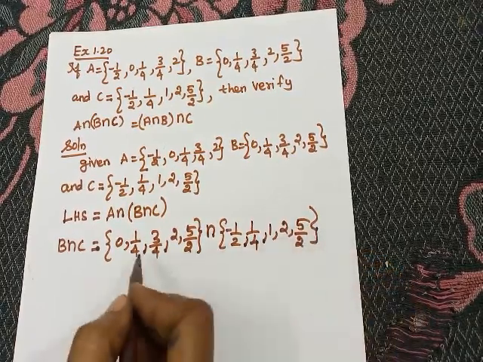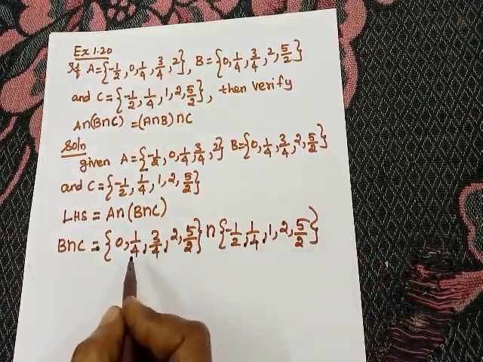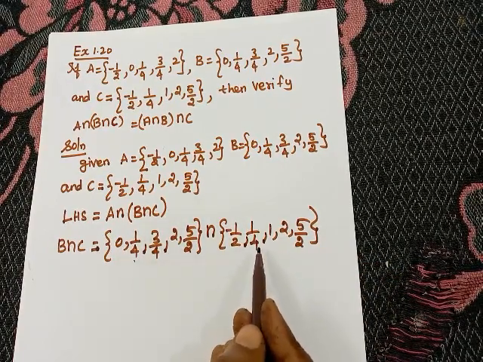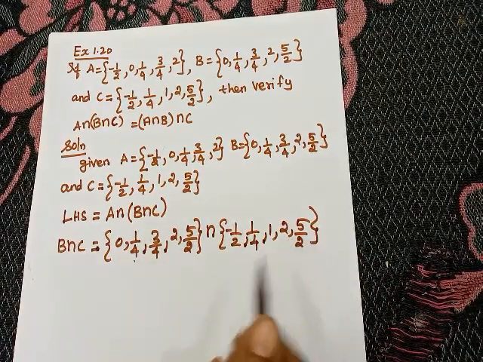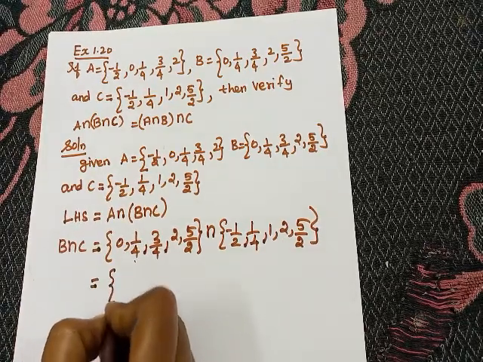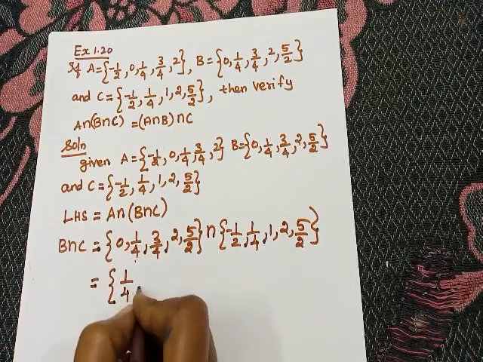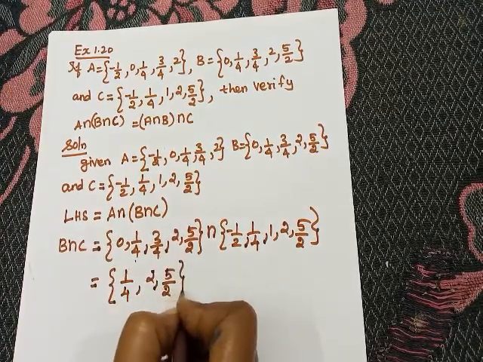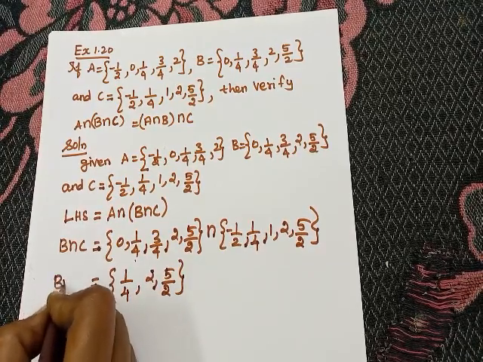Now we have to find the common values. What are the common values here? The common elements in both sets: 1/4 is there, then 2 is there, 5/2 is there. Which is equal to {1/4, 2, 5/2}. These are the common elements, which is B intersection C.